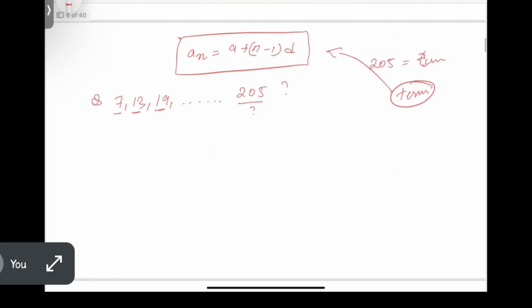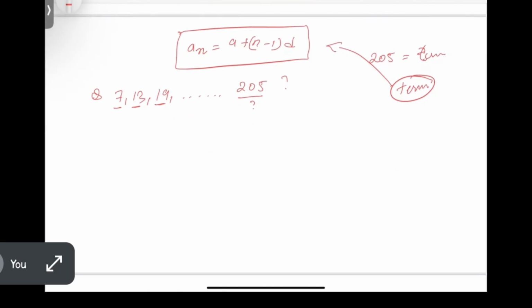So in order to apply this formula, what do we need? We need a few things here. If I'm to apply this formula, I need a, I need n, I need d. So what is a? A means the first term. The first term here is 7. And what is d? The common difference. I told you earlier that the common difference is the second term, which is 13, minus the first term, which is 7. So 13 minus 7 is 6. So the common difference here is 6.